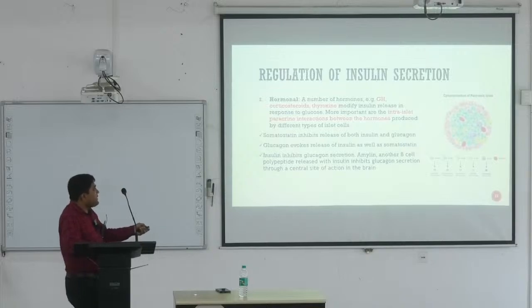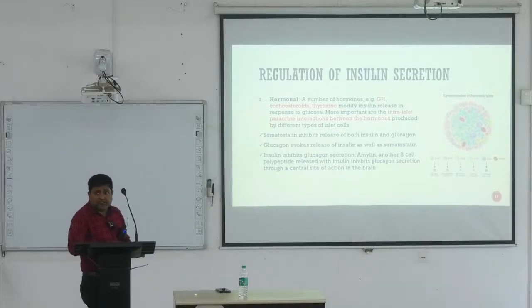Now these are pancreatic beta cells. In the center there is a cluster of beta cells that comprise around 70% of the cells. They secrete insulin and amylin.